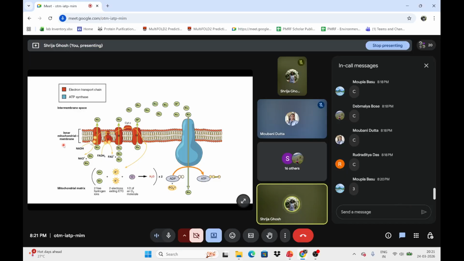Anybody has any questions? This is clear to everyone, right? I hope you are understanding how these pathways are interconnected, because that is the main part that you have to understand.